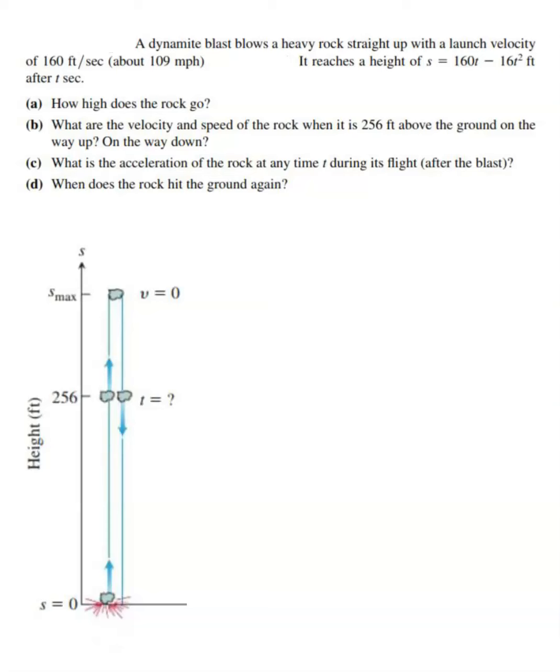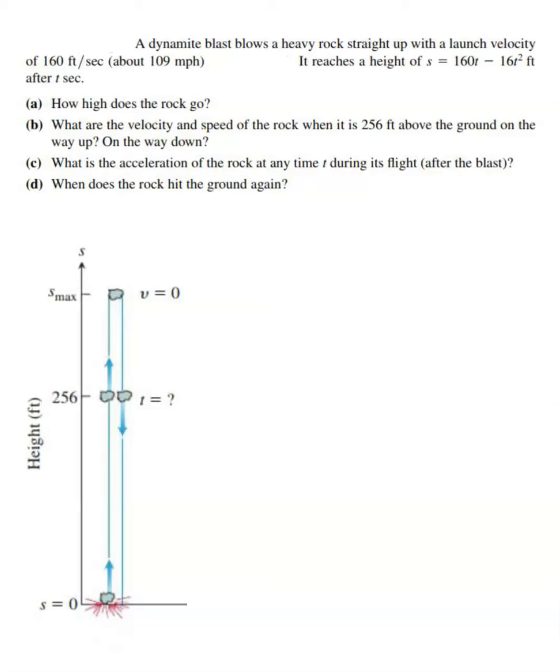We'll get to that. So we have this rock that's blasted, and it blows this rock straight up. So you can see the picture here. The rock goes straight up, and it reaches a certain height, and then it falls back, right? Whatever goes up comes down. So we have that information here just as a drawing to capture the information.